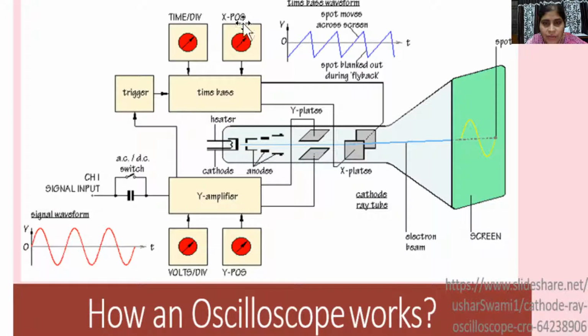Time per division, x position, volts per division, y position. The input signal is given. This is the input signal which we want to display. This is a part of the CRT, cathode ray tube. The cathode is present here, heater is present.